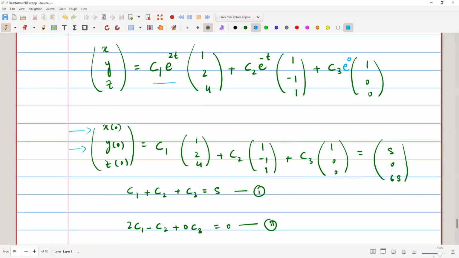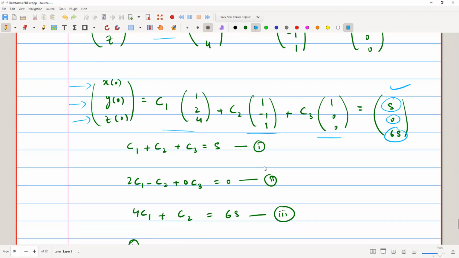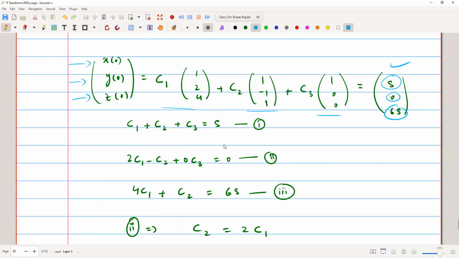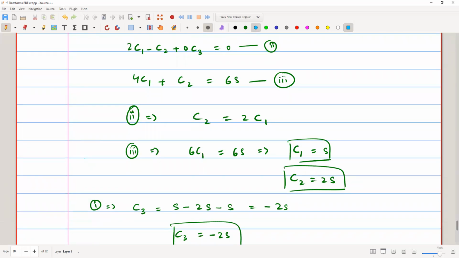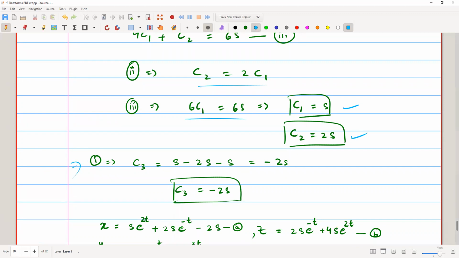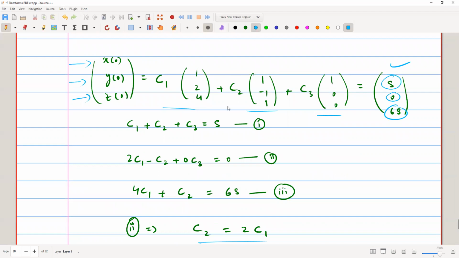And then we apply the initial conditions. So here x of 0, y of 0, z of 0 equals c1 e to the power 0 times this vector, c2 e to the power 0 times this vector, plus c3 times this vector. It's equal to the initial conditions, that is x of 0 is s, y of 0 is 0, z of 0 is 6s. Then we can construct this system of linear equations and solve it for c1, c2, and c3 in terms of s. So we get from here that c2 equals 2c1, so equation 3 implies 6c1 equals 6s. This implies c1 equals s, c2 equals 2s, and by putting these values in equation number 1, we get c3 equals negative 2s.